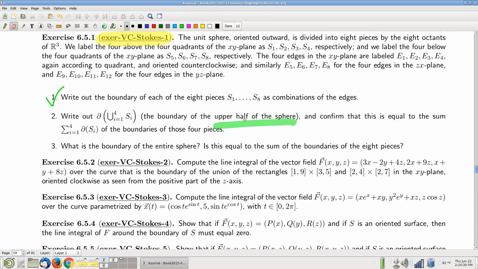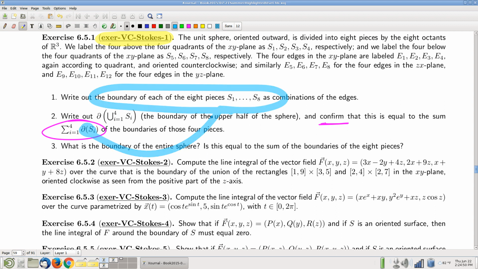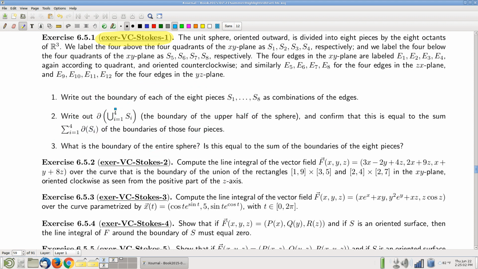So, the question then says, let's confirm that that's equal to the sum of the individual boundaries. So now we've already computed the individual boundaries. These individual boundaries you computed in part 1. Well, you guys are going to compute. All right, we did a couple of them, right? But so you get to look at each of those boundaries from part 1, add up those 4, and confirm that you get the same thing as if you took the boundary of the whole upper hemisphere. So that's just a little bit of arithmetic. I'm going to let you guys fill in those blanks.